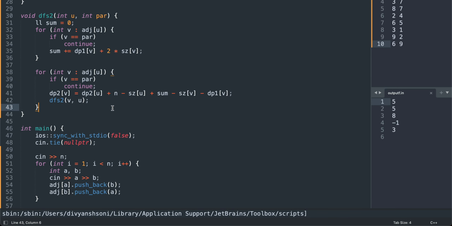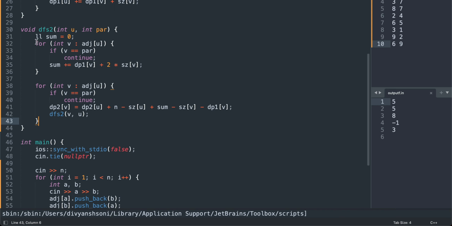Is there something wrong with my formula? Okay, so for calculating u, go to all the siblings, calculate this value plus 2 times size of v, and go to this, continue, dp2 of v of u plus n minus size of u plus sum minus size of v minus dp1 of it will be 2 only.